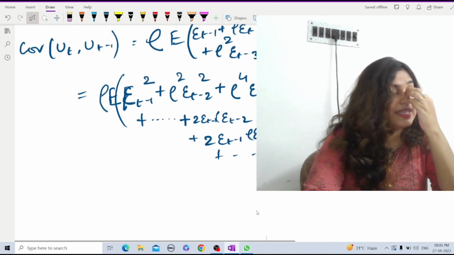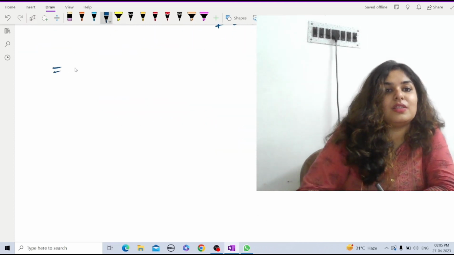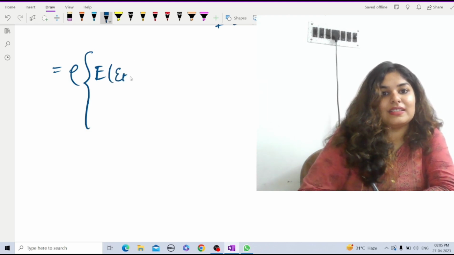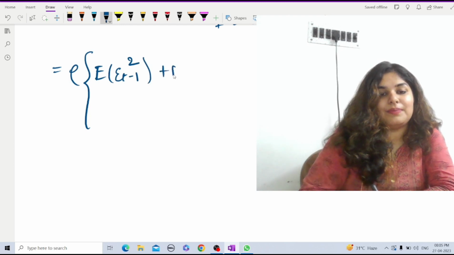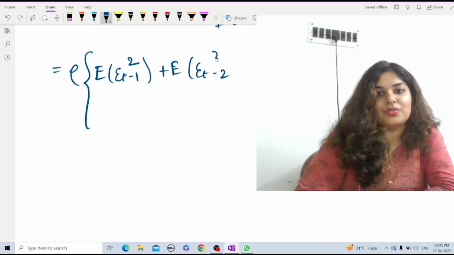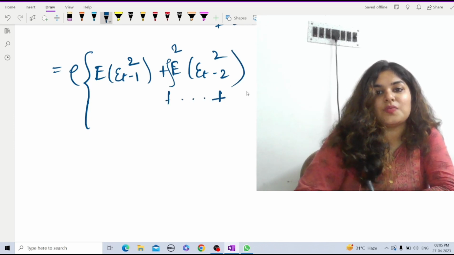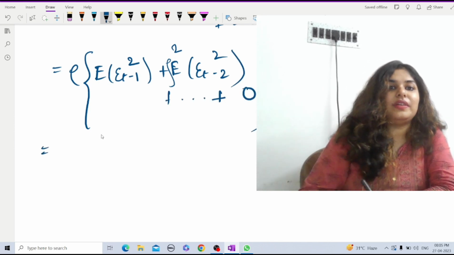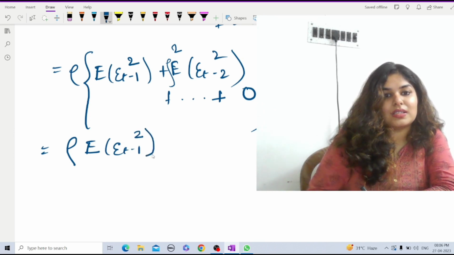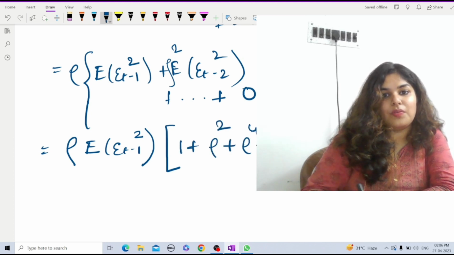So now if we take the expectations here, we get rho times the expectation of epsilon t minus 1 squared plus the expectation of epsilon t minus 2 squared, and we have the rho squared of course here, and so on, plus the cross products will be 0, right? So what do we have here? We have rho times the expectation of epsilon t minus 1 squared, and inside we have 1 plus rho squared plus rho to the 4 plus dot dot dot.